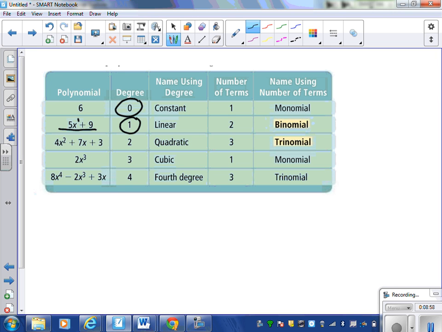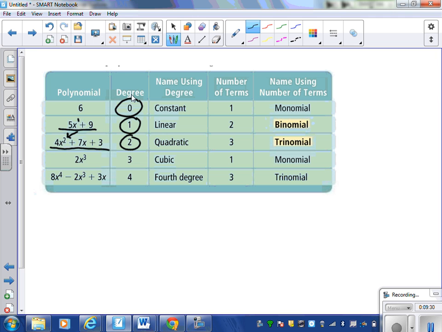Looking at the next example, 4x squared plus 7x plus 3, the degree in this problem is 2. Even though there's x squared and x to the first power, you don't add the two exponents. You look for the exponent that is the biggest in that problem, and that is your degree. The biggest x is x squared, so your degree is 2.